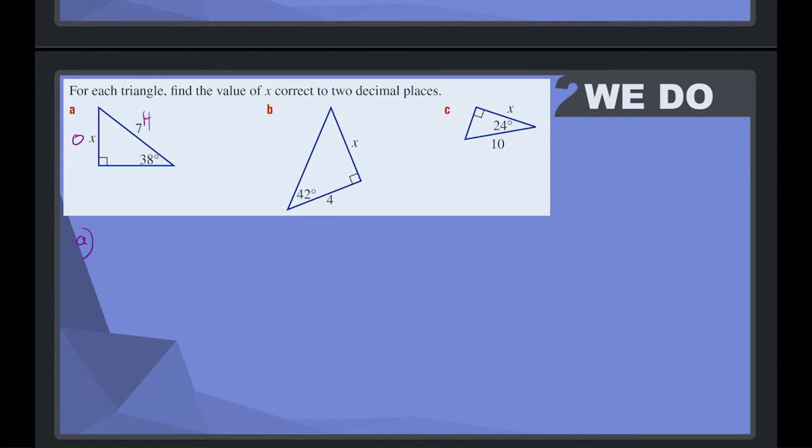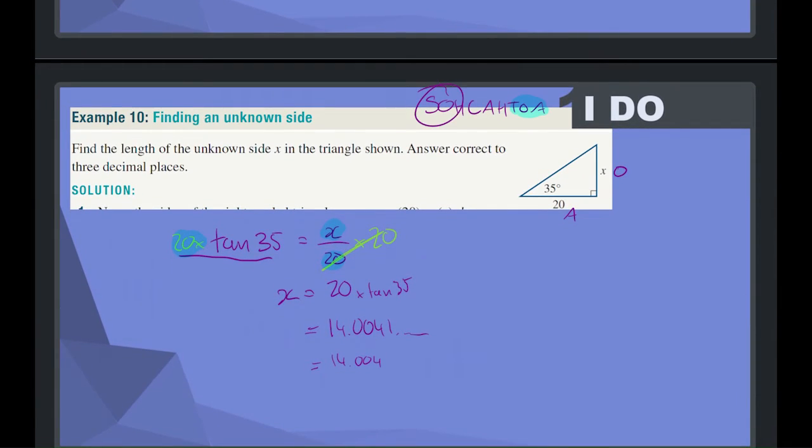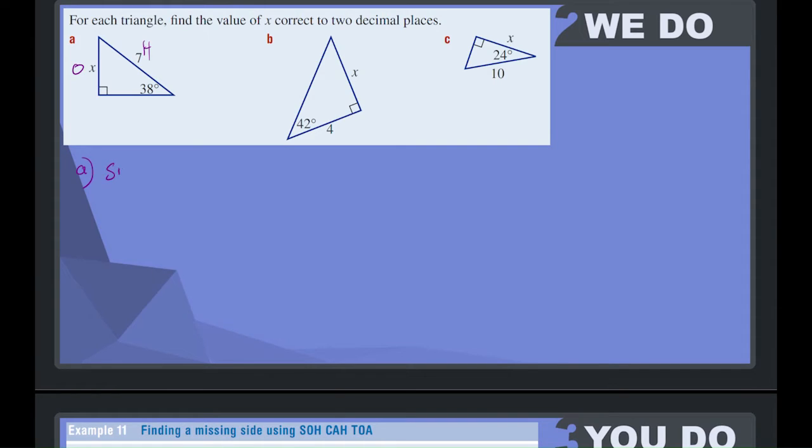We've got O and we've got H. Remember that's sine. We see that our x is on top of the fraction, so we know that that means we times by the 7. We're not going to worry about doing the algebra every time. We're just going to remember that this is the way we do it. And then to 2 decimal places, that's the answer.